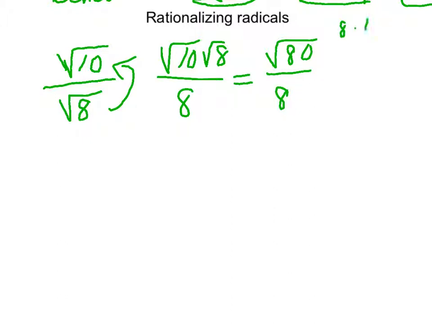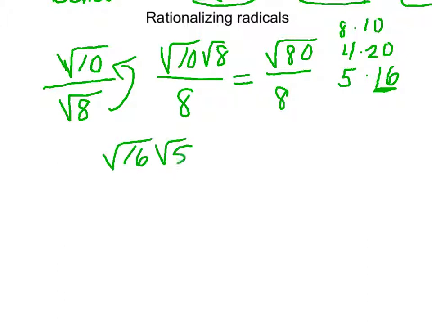8 and 10, 4 and 20. That's interesting because of the 4. I just want to see how many times 5 goes into it. 5 goes into 80 sixteen times. Ah, yes, that's the one I want. So I'm going to rewrite square root of 80 as a 16 and a 5.